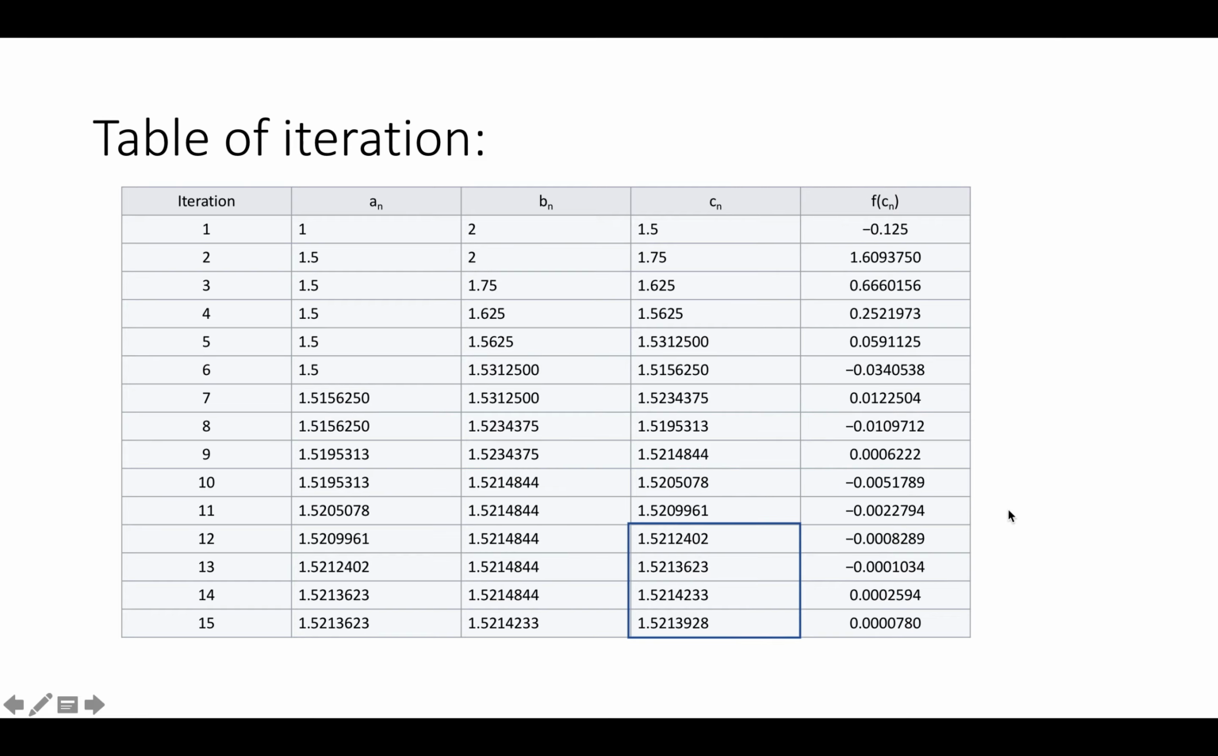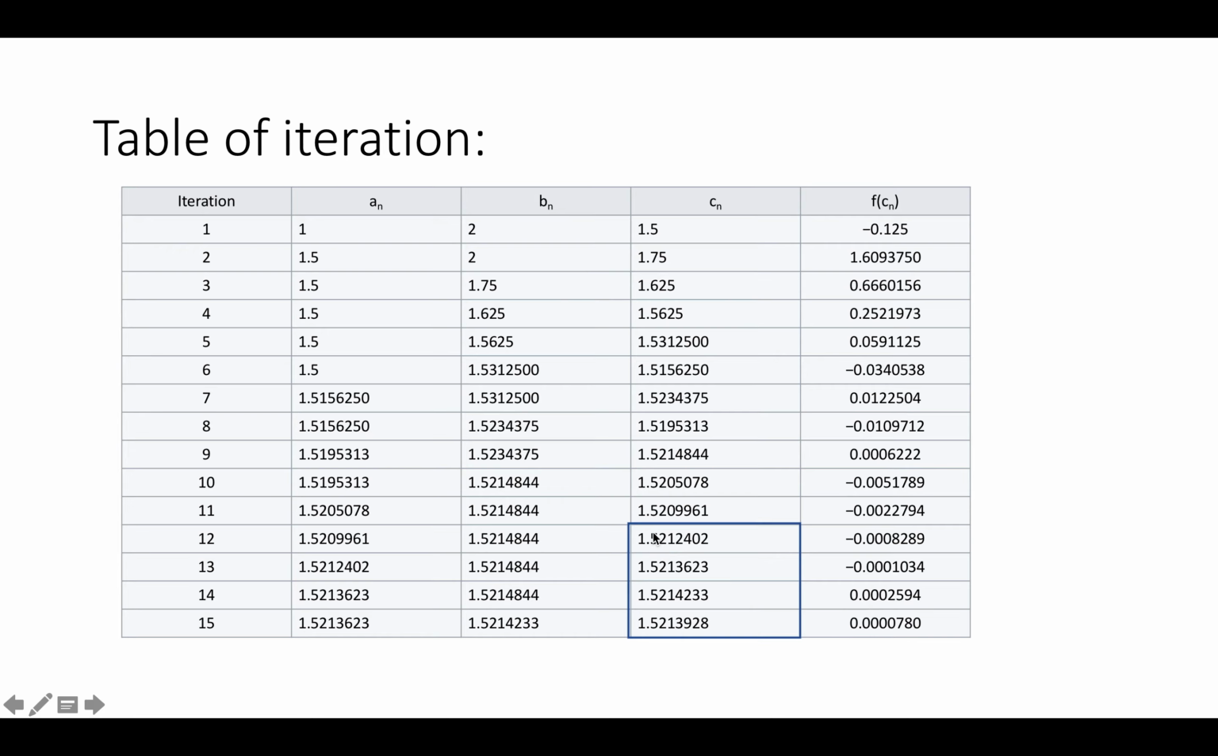Also we have a third condition, that if the root keeps on repeating up to a certain decimal place. For example, here we see 1.5209. So this was the root at the 11th iteration. Then at the 12th iteration we have 1.521 up to the third decimal place.